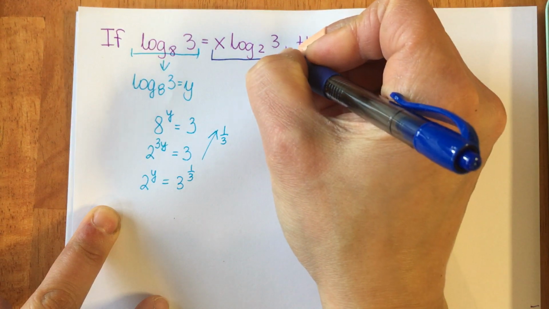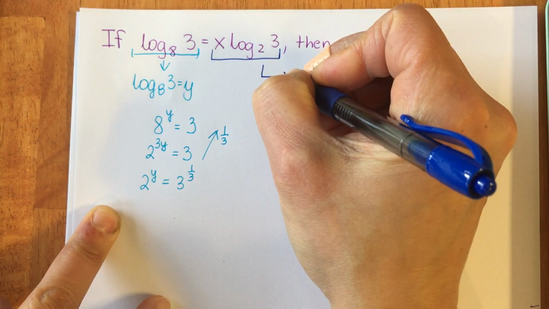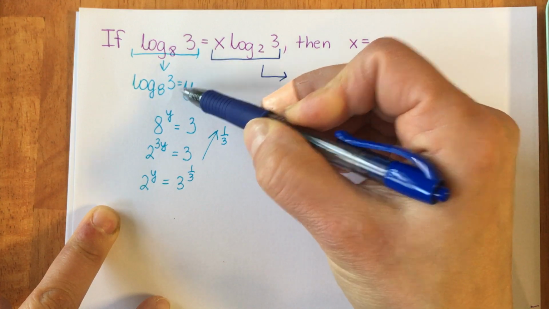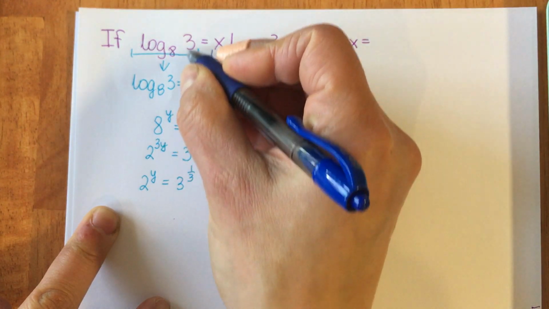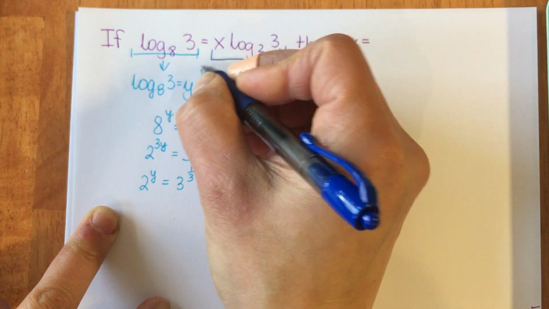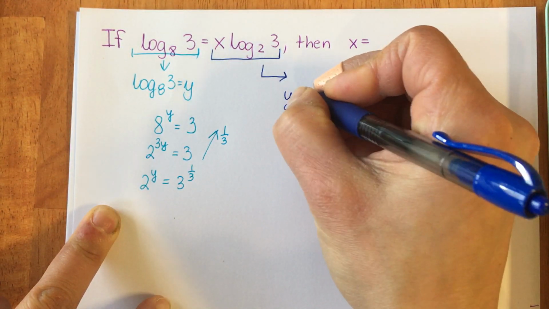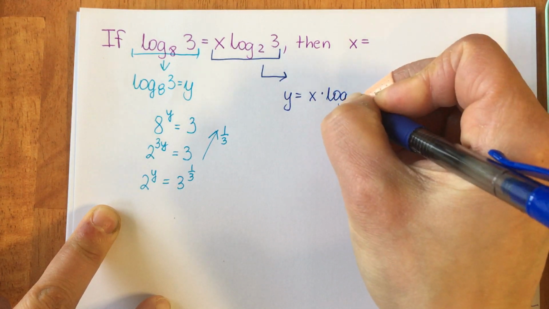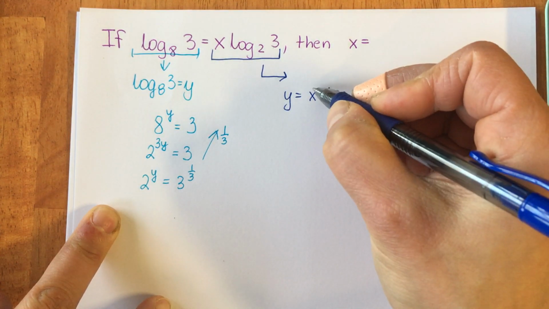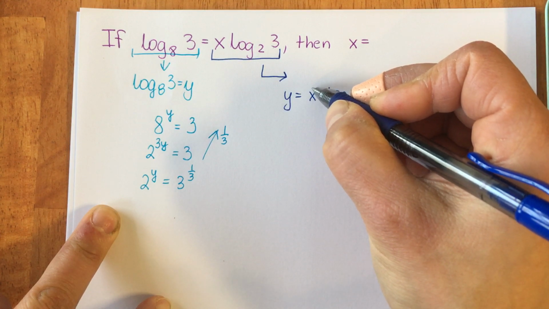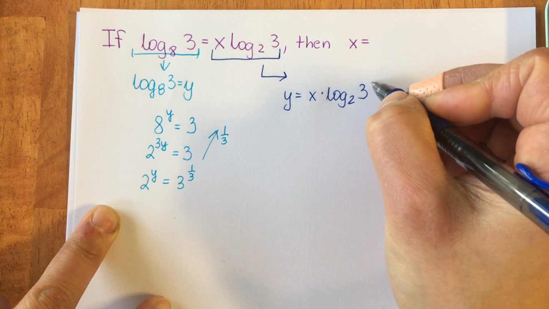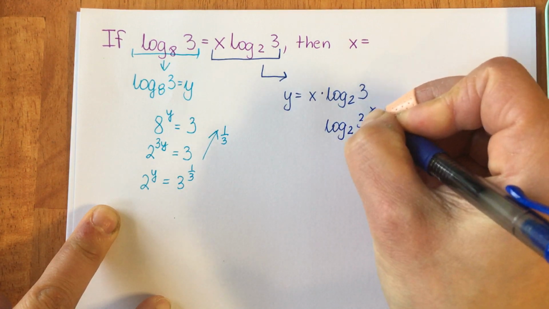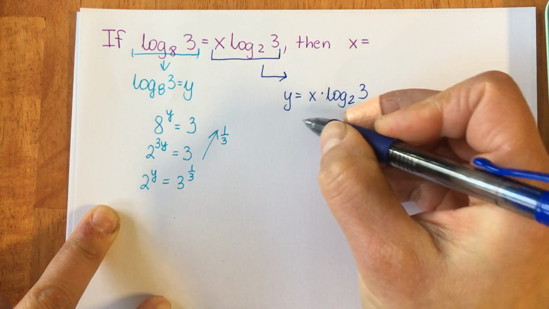I am going to work with the right hand side now. By my substitution, I said that this is equivalent to y, because if I say that this is y, then this is equal to y as well. So y is equal to x times log with the base 2 of 3. Well, we know our properties of logs. I can bring this x inside, so I will have log with the base 2 of 3 to the power of x. This is equivalent to y.